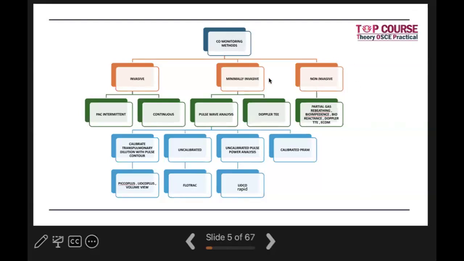Based on the invasiveness, it can be divided into invasive, the pulmonary artery catheter; minimally invasive, pulse wave analysis and Doppler esophageal echocardiography; and the non-invasive, which are partial gas rebreathing, bioimpedance, bioreactance, Doppler transthoracic echo, and using the endotracheal tube, there could be a cardiac output monitor. Okay.